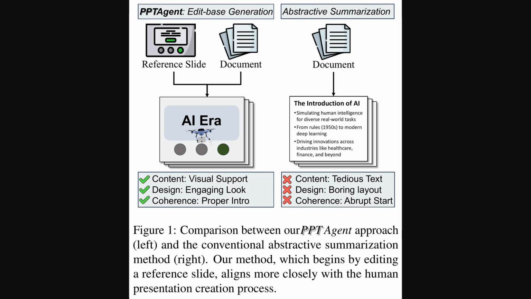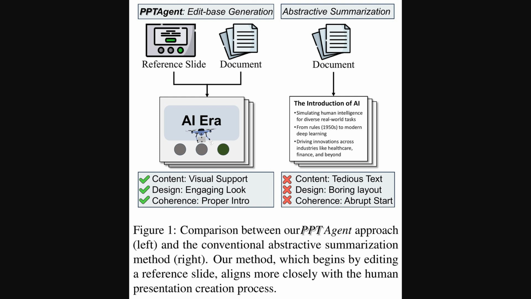Alright, so this first figure really sets the stage by comparing PPTAgent's edit-based generation, which we've been talking about, with a more common method called abstractive summarization. Abstractive summarization, it's when an AI tries to understand a document and then write a new, shorter version, like a summary for a slide, using its own words.